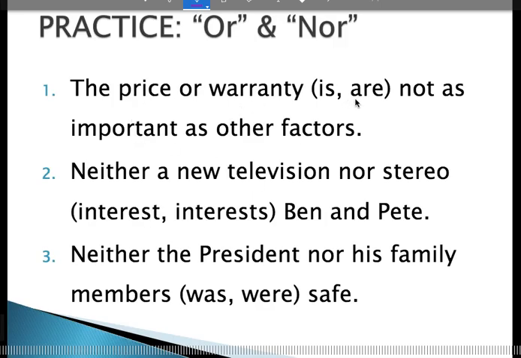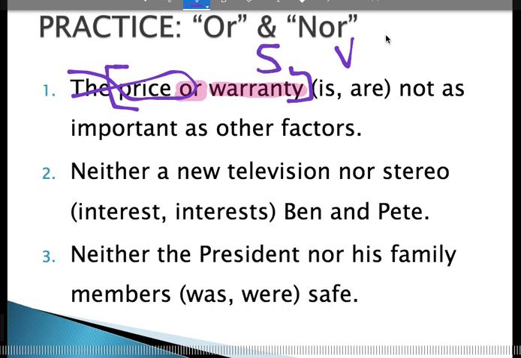The price or warranty is or are not as important as other factors. So is or are is our verb. And then who or what is doing that action? Well, the price or the warranty. We have the word or. So that means that to decide which verb we need, we are only looking at the subject that is closest to the verb. So in this sentence, the word warranty is right next to our verb. So that's what we're going to look at. And we're going to totally ignore this first part of the sentence. So warranty is or are not as important as other factors. Warranty is singular, which means we need this singular verb. So is. Warranty is not as important as other factors.